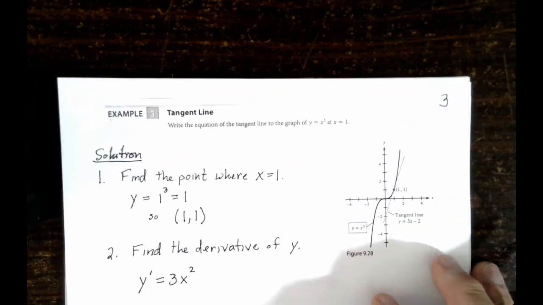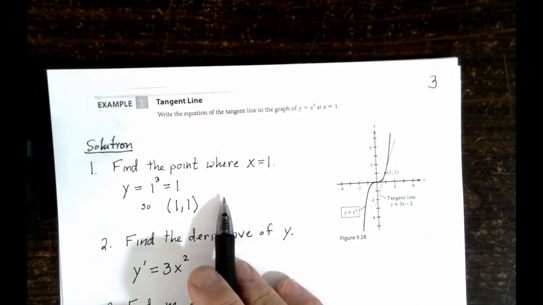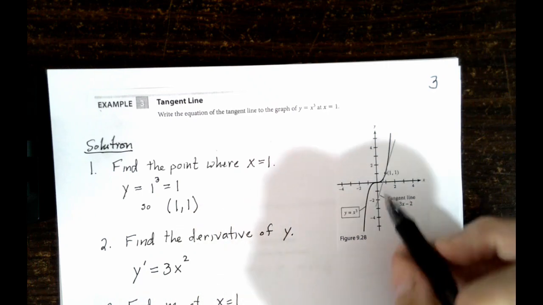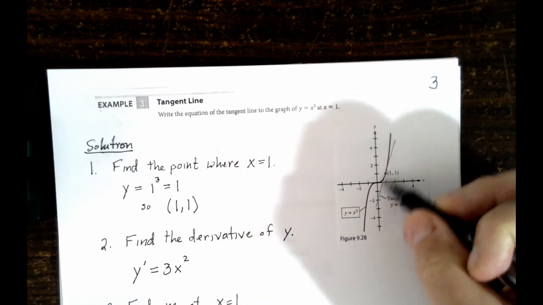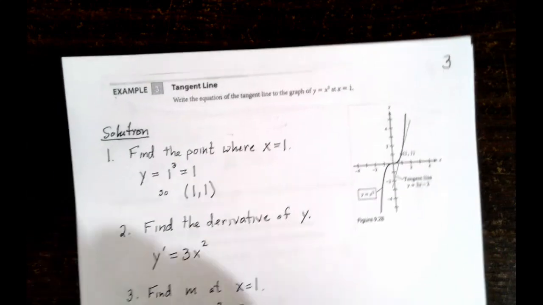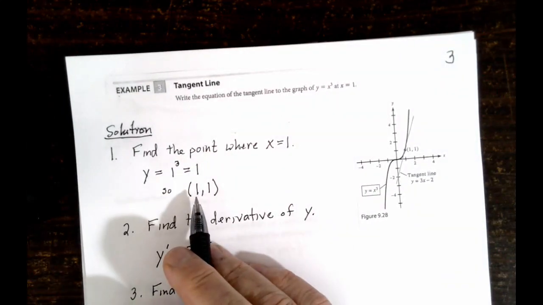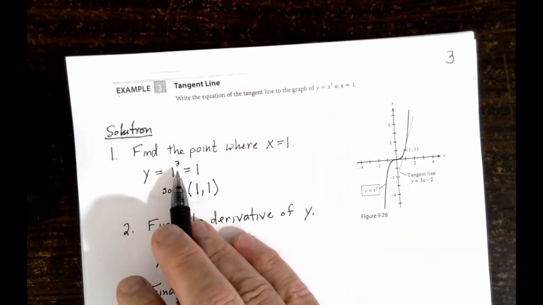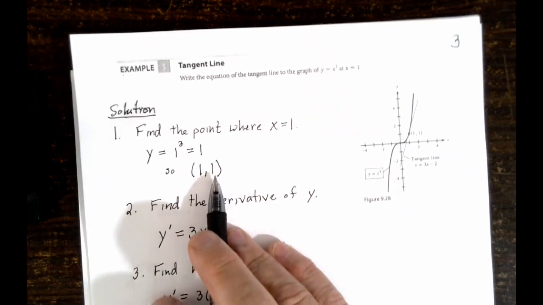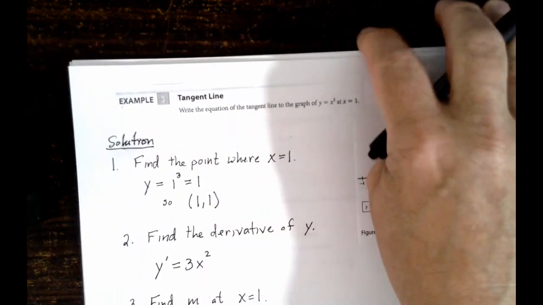Example 3. They want us to find the equation of the tangent line to the graph at x equals 1. At x equals 1, you're looking at the point 1, 1. And this is going to be what your line is. Now, how do we know what that line is? Well, we first have to find the point. You have to plug in 1 into the function to get the y-coordinate of 1. So now we know the point we're looking at is 1, 1.